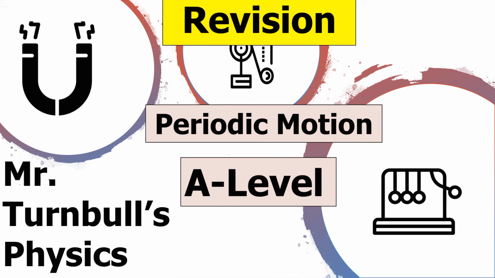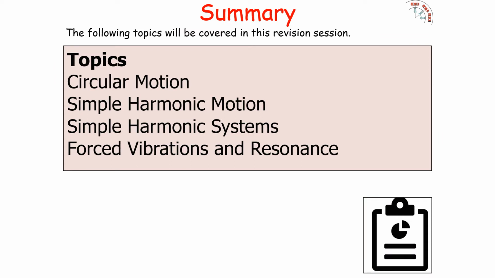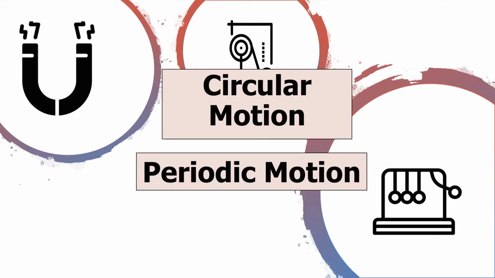Hello and welcome to this revision session on periodic motion for AQA A-Level Physics. In this revision session we're going to review the concepts of periodic motion. The following topics are on this particular revision session: circular motion, simple harmonic motion, simple harmonic systems, and forced vibrations and resonance. So the first topic we're going to look at is circular motion.